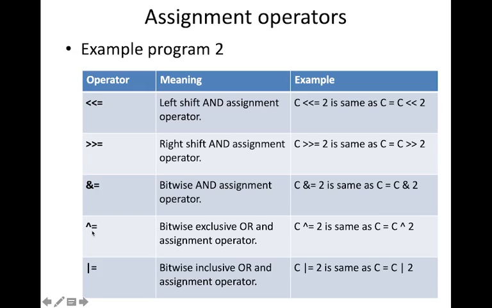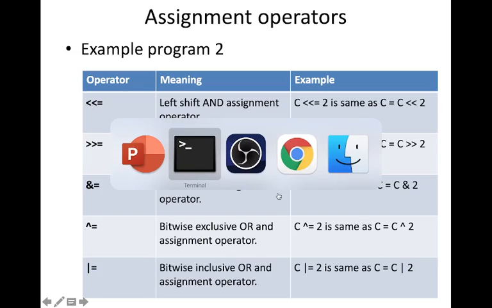Similarly, there is the bitwise XOR operator. So if we say C XOR equal to 2, then this XOR operation is done. C XOR 2 is done and that value will be assigned to C. Similarly, there is the bitwise inclusive OR operation. So a bitwise OR operator. What it does is if we say something like this, then C OR 2 is done and that value is assigned to C. So we will see an example program.